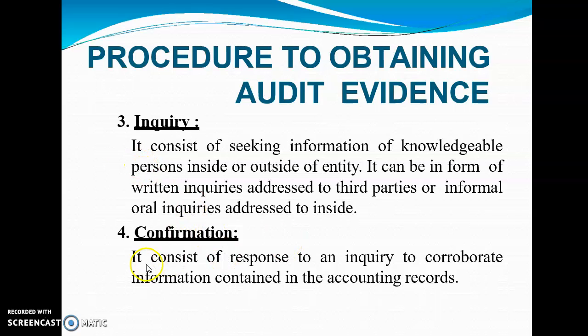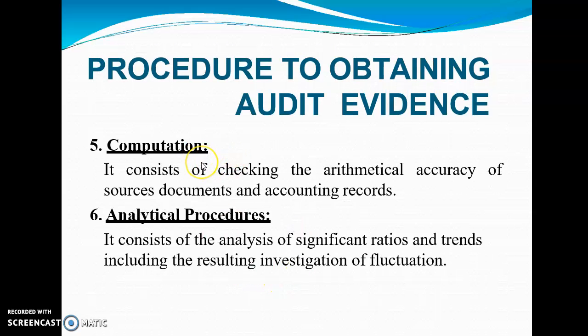And then confirmation. It consists of a response to an inquiry to corroborate information contained in the accounting records. You make the confirmation to the personnel. Okay, computation, or you make recalculation, where it consists of checking the arithmetical accuracy of source documents and accounting records. So as the auditor, you can request documents such as the calculations of depreciation, for example. So you can also check the accuracy, whether the depreciation is according to the method they apply or not.